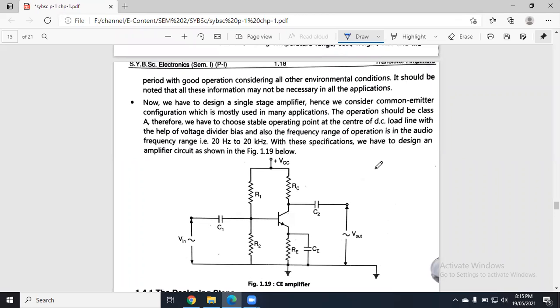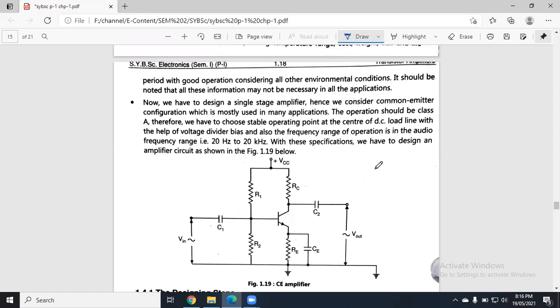The operation should be class A. Therefore, we need to choose a stable operating point that will be at the center of the DC load line, with the help of voltage divider bias. The frequency range of operation is in the audio frequency range, that is 20 Hz to 20 kilohertz. So we need to match all these specifications.